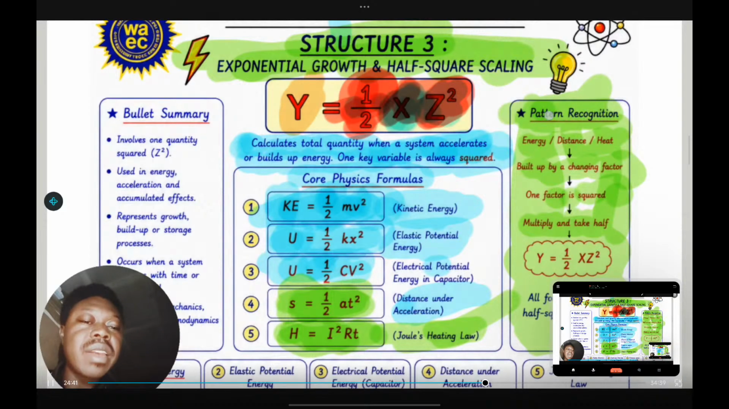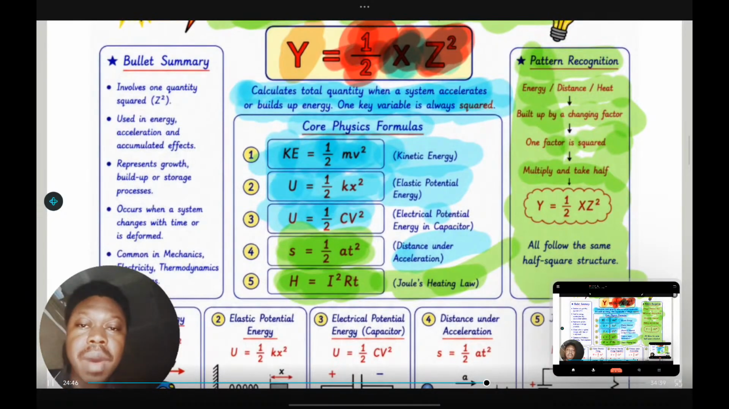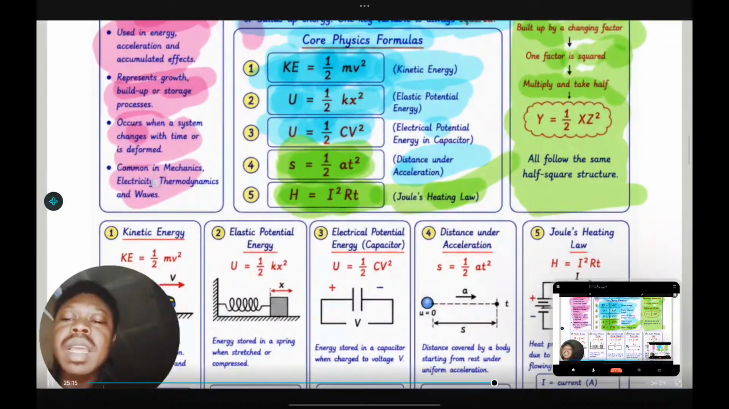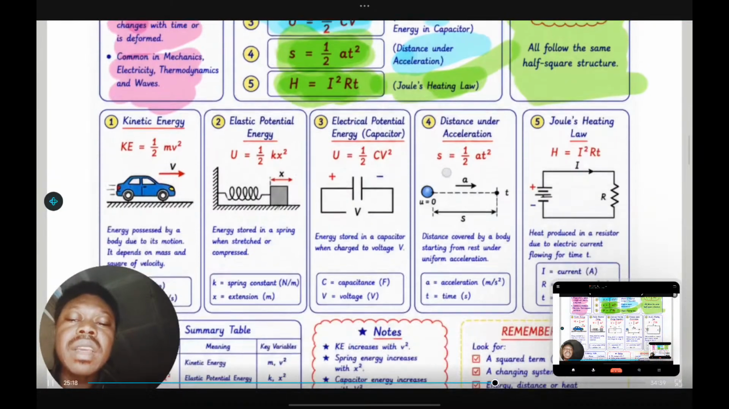I did my research in order to make your work easier and so you pass your exams perfectly. So look at this. These structures involve one quantity being squared, like z squared, used in energy, acceleration, and accumulated effects. This is where you apply this. They represent growth, build up, or storage process. It occurs when a system changes with time or is being deformed. Take note. And it is common in mechanics, electricity, thermodynamics, and waves.